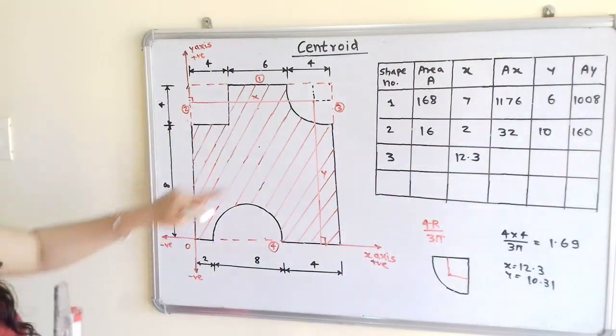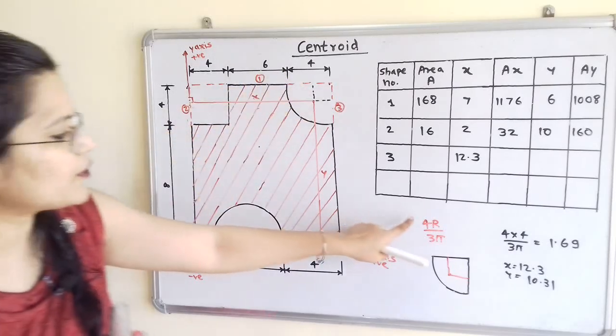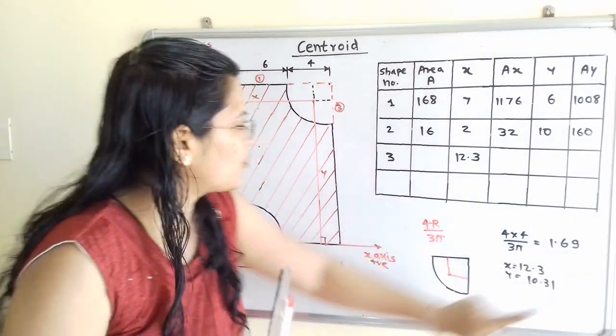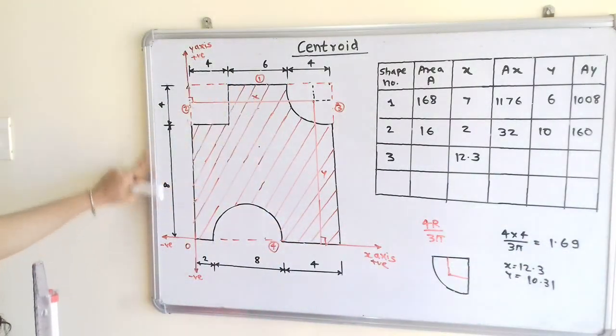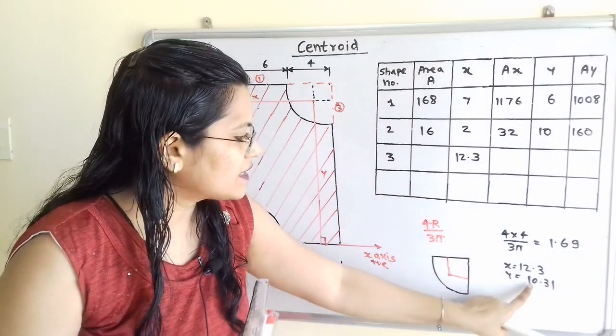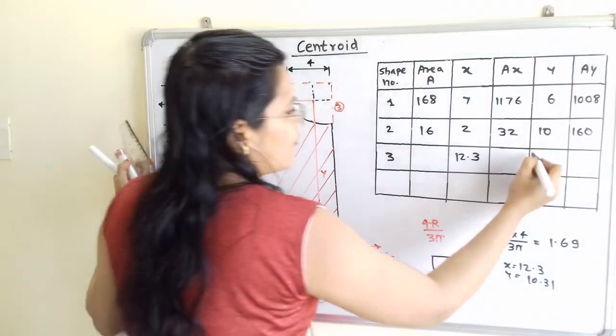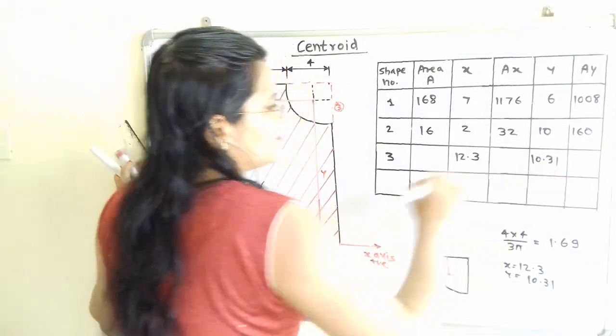Now what is the value of y? So from this total vertical distance we have to subtract this 4r by 3 pi, that is 1.69. So this height is equal to 8 plus 4, 12, and 12 minus 1.69 is equal to 10.31. So value of y is 10.31.